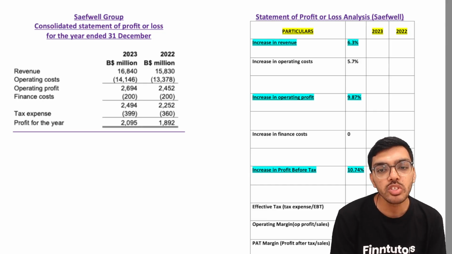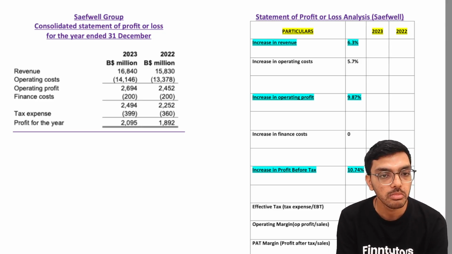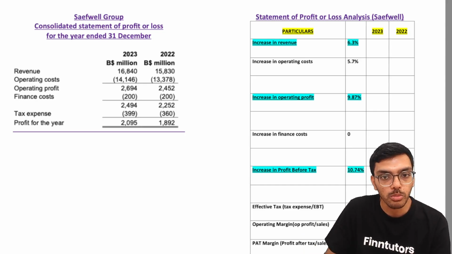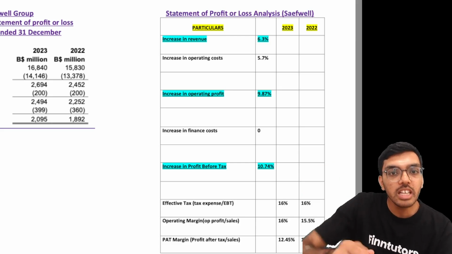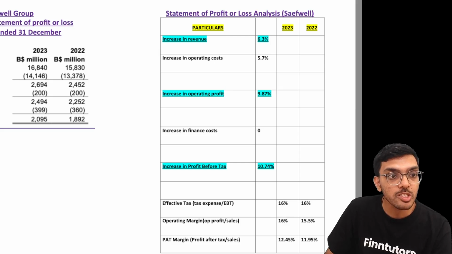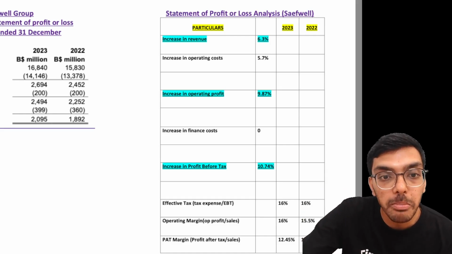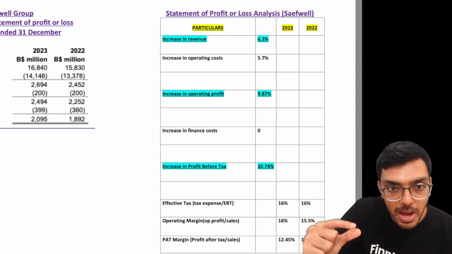Now, by looking at absolute numbers, we don't always get a very clear picture, right? So we have created my analysis and my breakdown for you. Let's see the breakdown and you will see that it makes a lot more sense now. For example, the increase in revenue has been 6.3%. Operating costs have only gone up by 5.7%. Like I said, revenue went up, and costs also went up, but by a smaller margin.